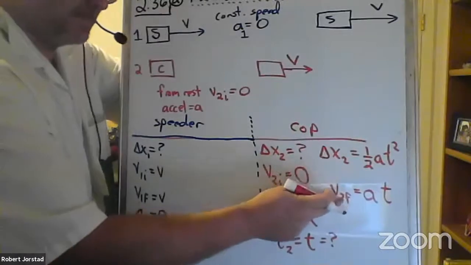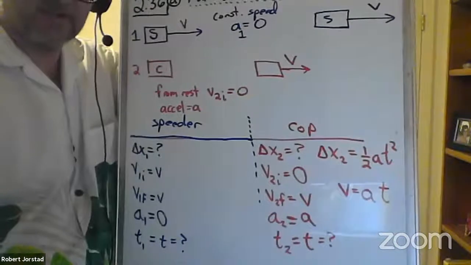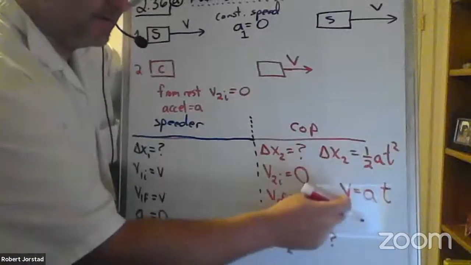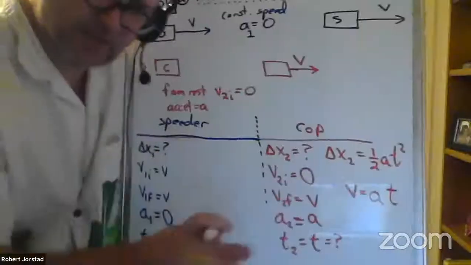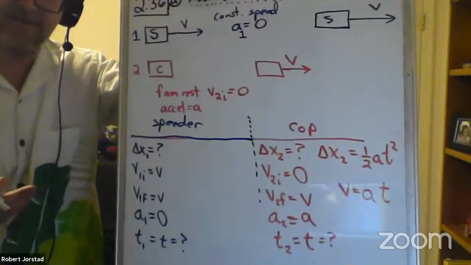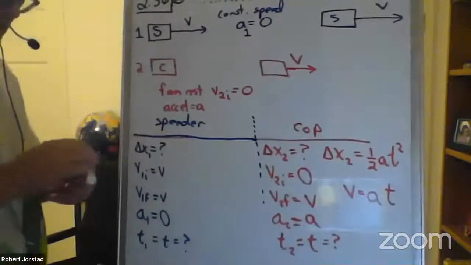V initial is 0. Wait a minute. V2 final is V, isn't it? Does that get the job done? Yes. Still don't know T. We don't know T, but do we know both of these? Yes. So then we could get T, skid in there and get X2, and we've solved the problem, right? No. Shoot. What would we have to do? We have to find delta x1, right? And then subtract them.